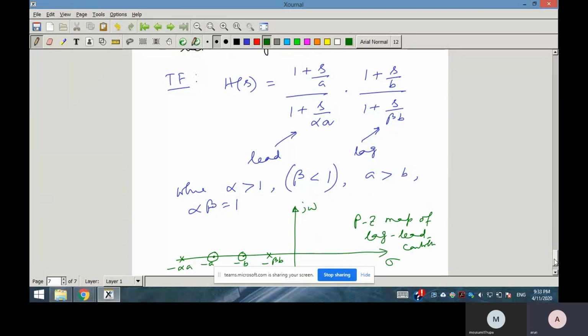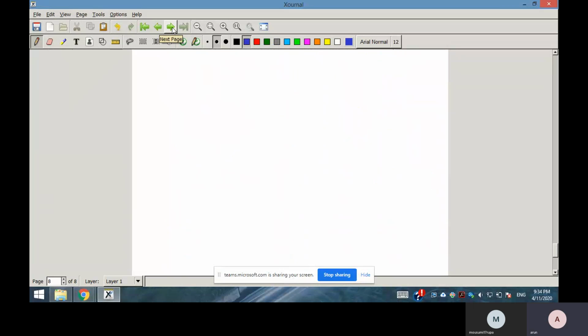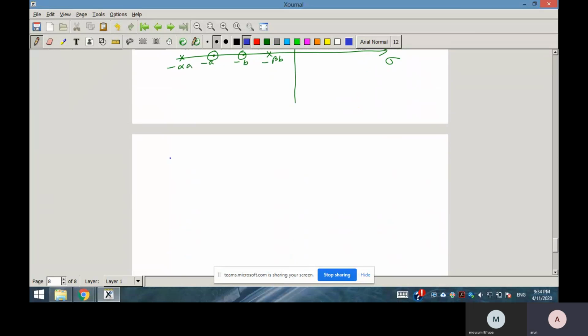So still I have not said why A is greater than B. You will understand that from the Bode plot, which I am doing now. Bode plot of the lag-lead controller.